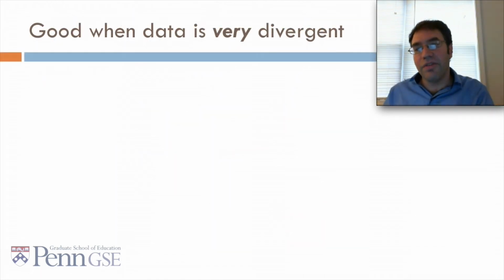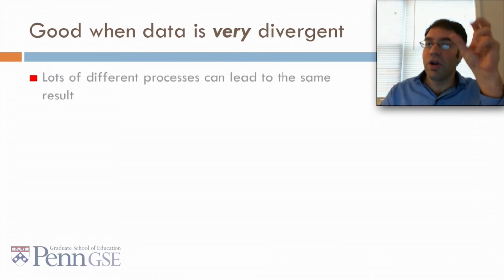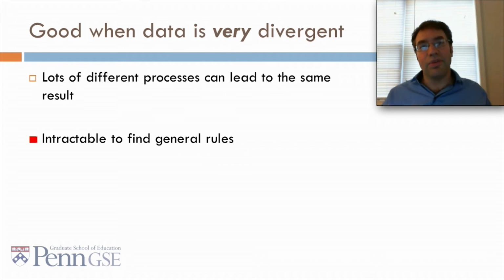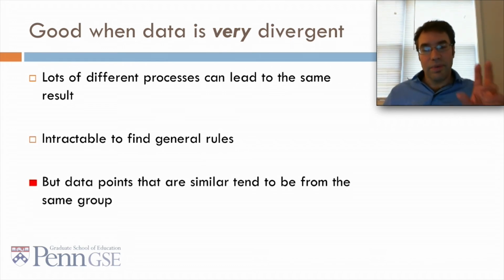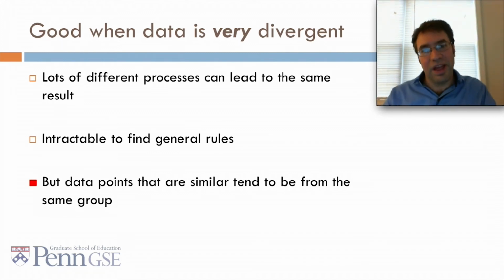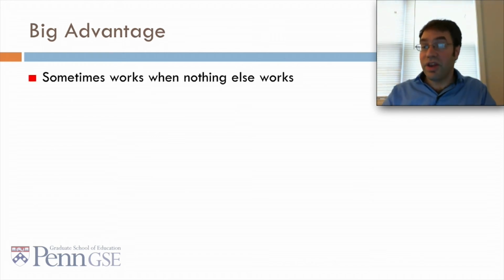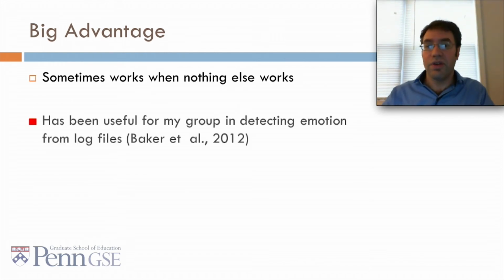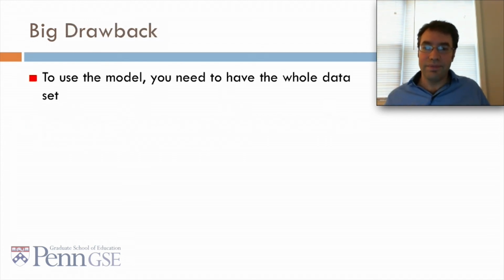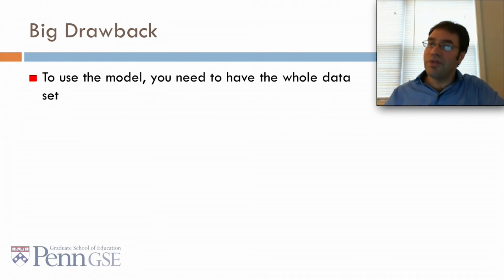K-star is good when the data is very divergent, when there are not easy patterns but there are clumps. Lots of different processes can lead to the same result, and it's intractable to find general rules. But data points that are similar to each other tend on average to be from the same class. A big advantage to K-star is that sometimes it works when nothing else works. My group in specific has found that it's useful for detecting some emotions from log files, where there are many different ways that emotions can manifest within student behavior, and they may not be all that related. But the big drawback is that to use this model, you need to have the whole data set, which makes it intractable for use in a running educational system.